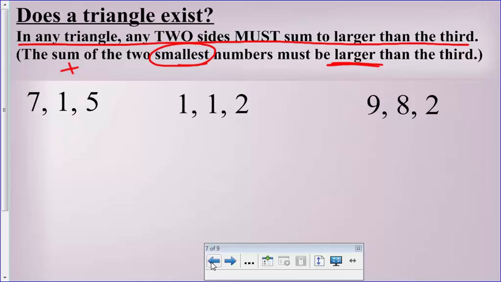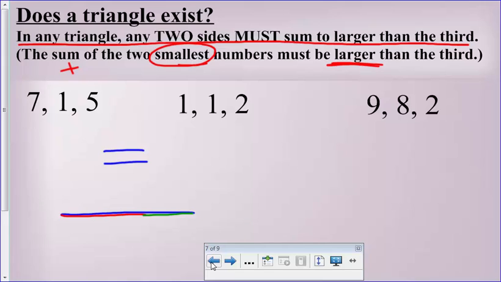So for instance, what if you add up the 2 smallest and they equal the third side? Well, think about this. Here's the third side. If you have 2 that add up and they're equal, they're going to fall flat and create a straight line, because there's nothing holding it up and making it stable. So if it's equal, it's a straight line.